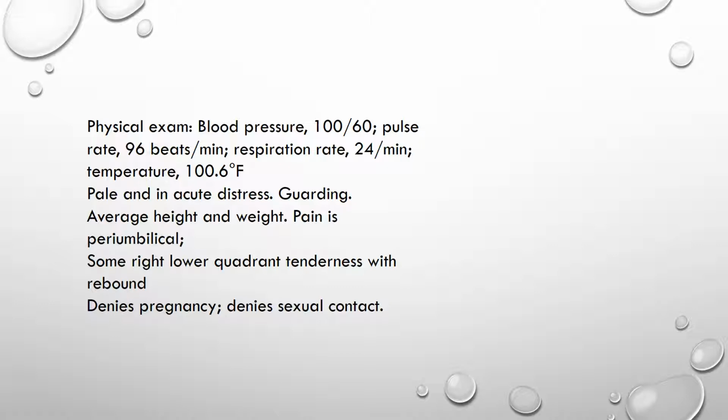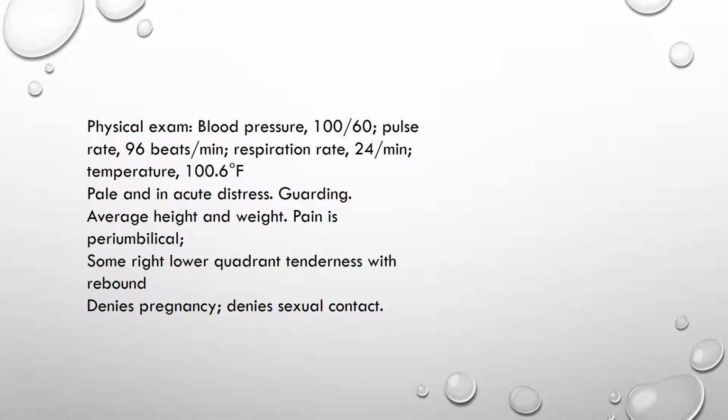Physical exam. Let's see. She's got a low-grade temp. Rates are up a little tiny bit. She's guarding. She looks as though she's in acute distress. The pain is periumbilical. Some right lower quadrant tenderness with rebound, denies pregnancy, denies sexual contact.